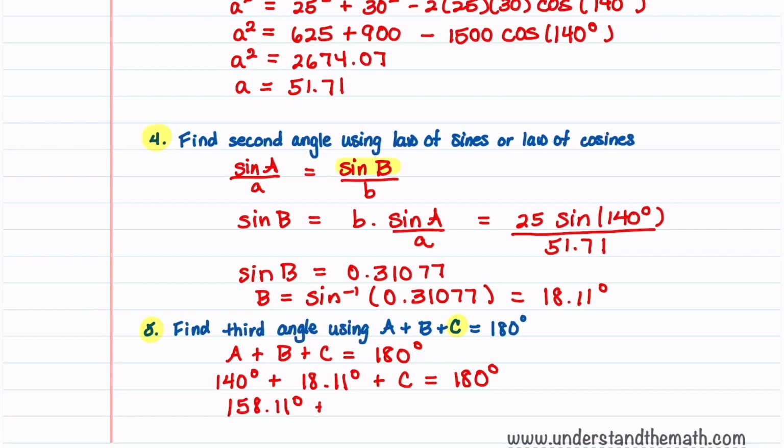This gives us 158.11 degrees plus C is 180 degrees. This tells us that C is 180 degrees minus 158.11 degrees, which is equal to 21.89 degrees. We now have values for the missing side and the two missing angles.